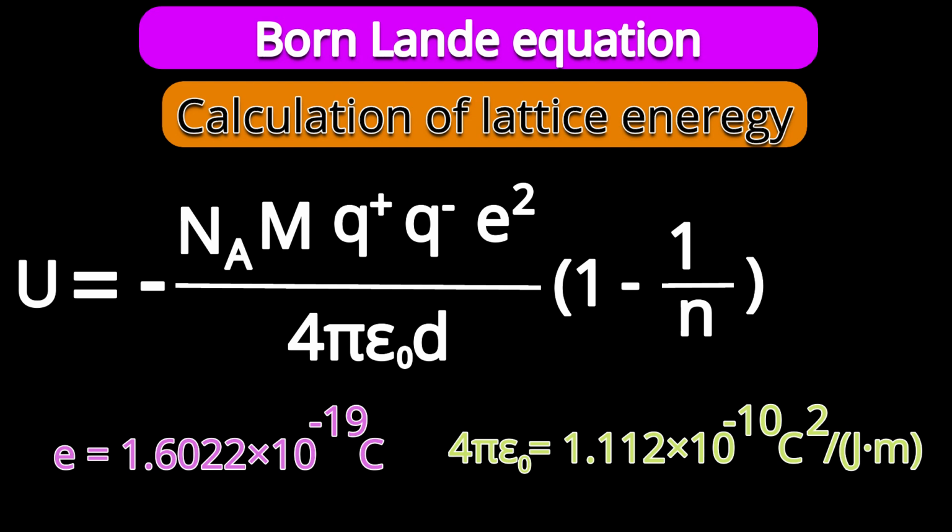Therefore, it is represented there as e square, and the numbers we are considering in Q plus and Q minus. Small e is the elementary charge on the electron, that is 1.6 into 10 raised to minus 19 coulomb. Epsilon naught is the permittivity of free space, and 4 pi epsilon naught we consider as a constant, its value is 1.1 into 10 raised to minus 10 coulomb square per joule meter. d is the closest distance between ions, cation and anion, and small n is the Born exponent.